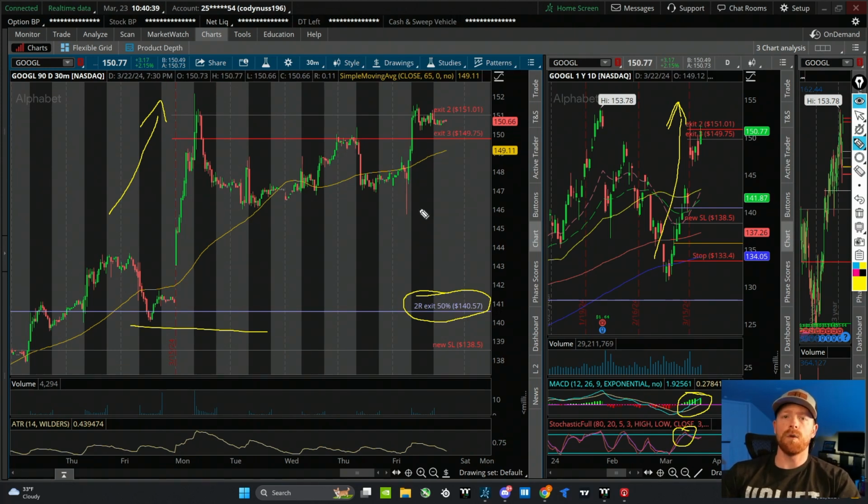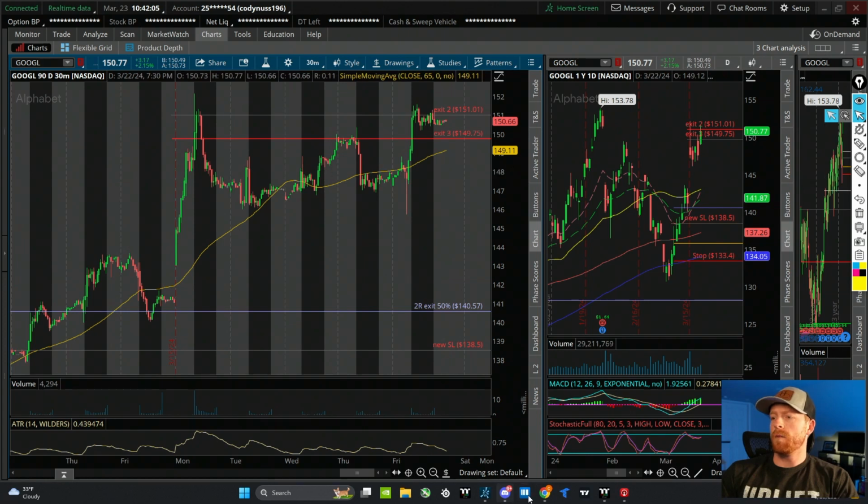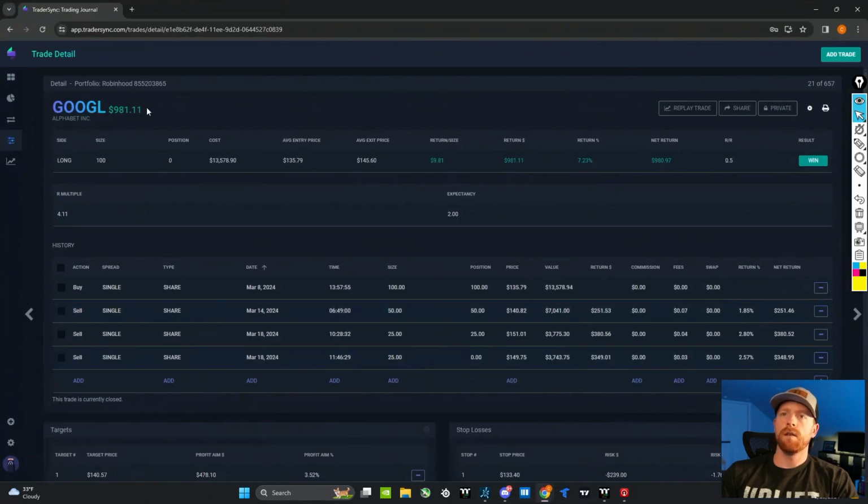Another thing was FOMC was coming up the next week, I think it was. So the market can move big on that news, and it just wasn't worth the risk anymore. It was a good trade, and I don't want to get too greedy with it. Let's take a look at the trading journal and break this trade down a little bit further. So you can see I had a $981 profit on the trade.